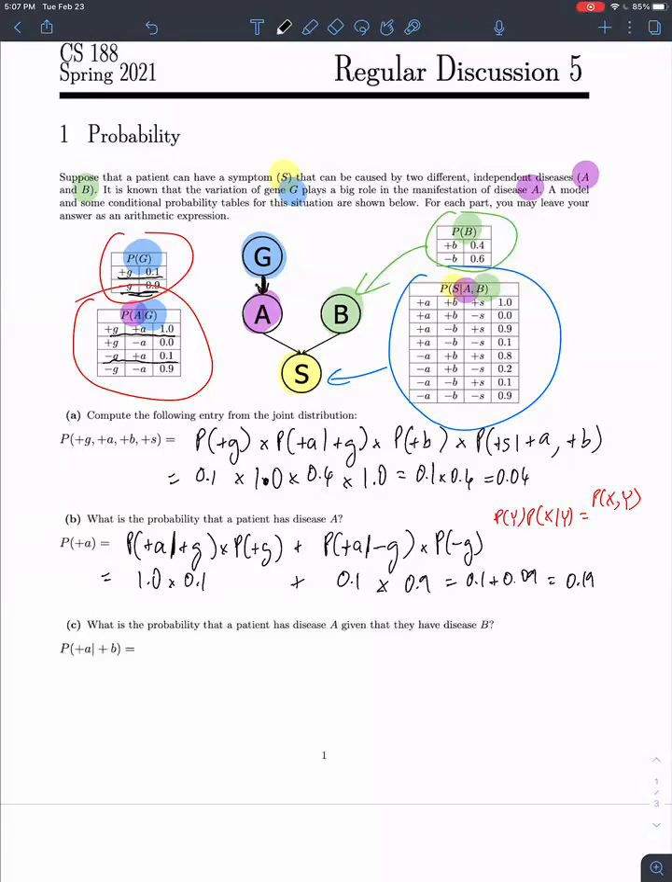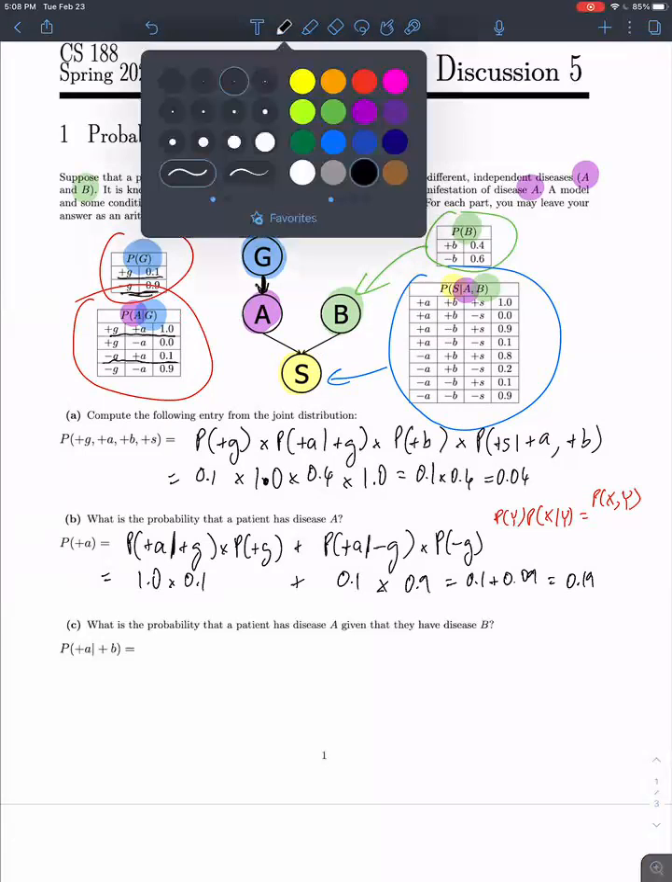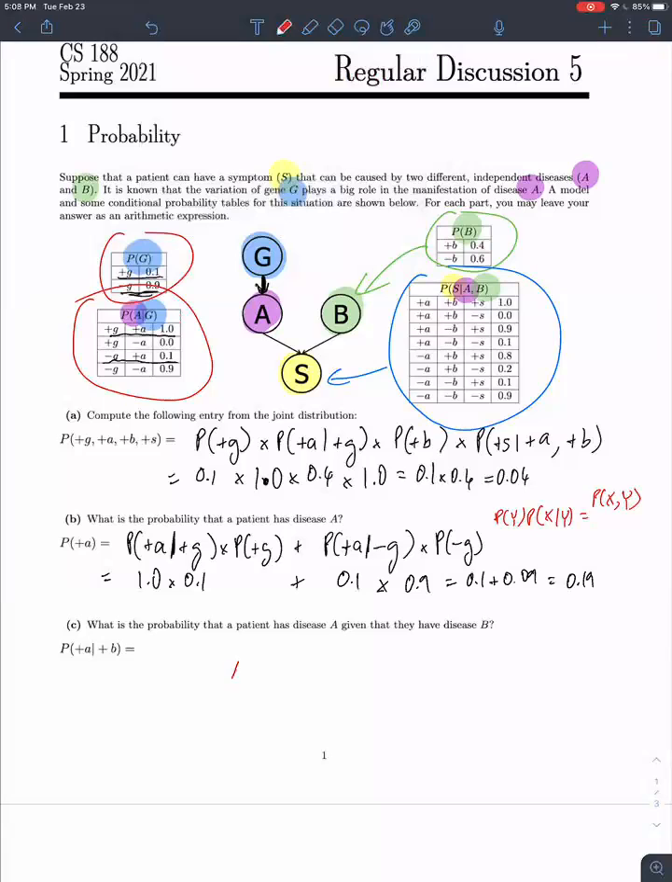All right. Next question, we've got a conditional probability. What is the probability that a patient has disease A given that they have disease B? Well, here we have to remember that A is independent of B. How do you know that A is independent of B? Well, it says so, right? They're independent diseases.